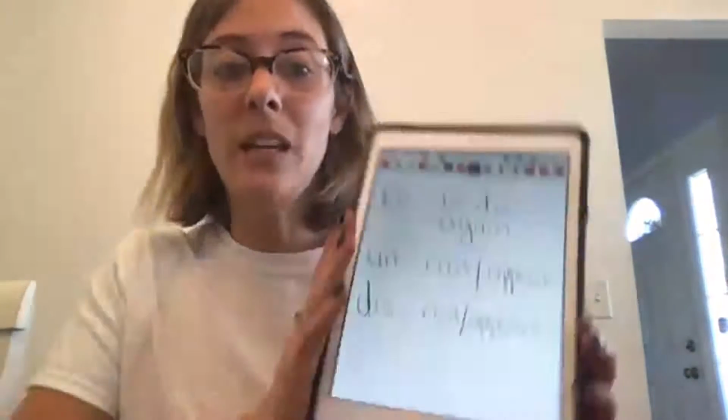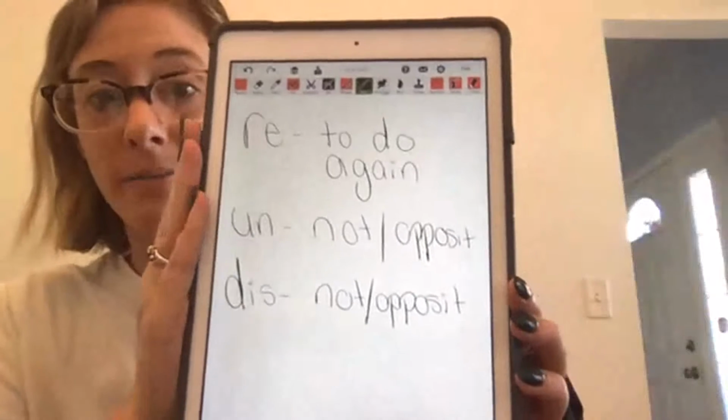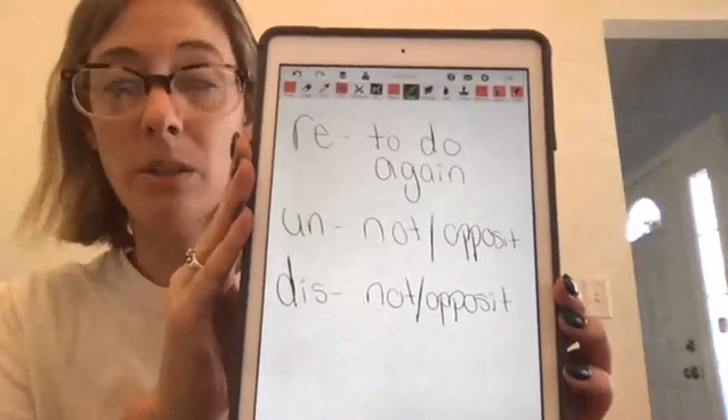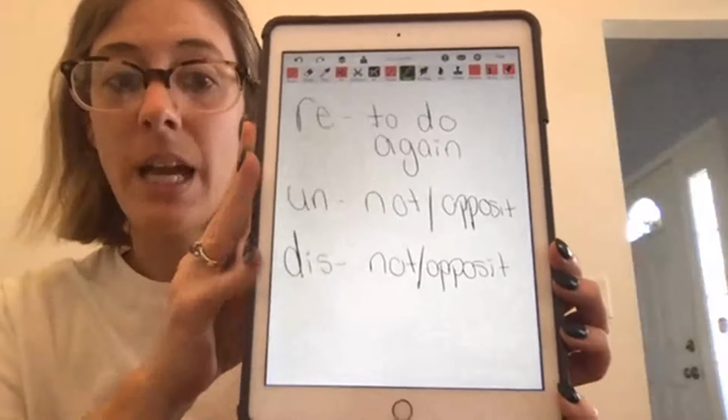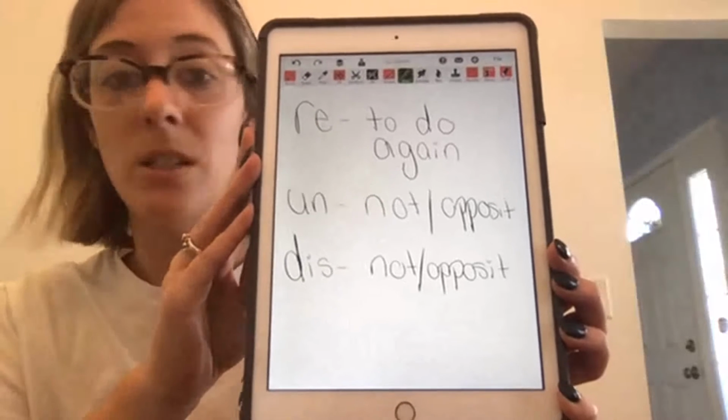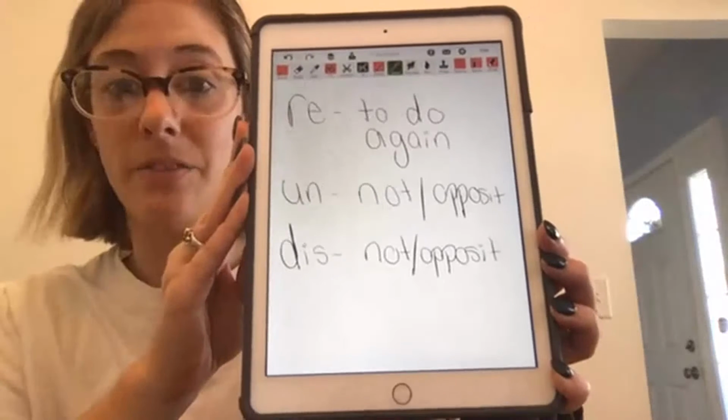The prefixes that we're going to be focused on today, remember they come at the beginning of a root word, are re, un, dis. Those three prefixes. Again, we've already done these, so we are going to relearn these words. The prefix re means again. You do that action again. Un means not or the opposite of. And dis is the same thing. It means not or the opposite of.